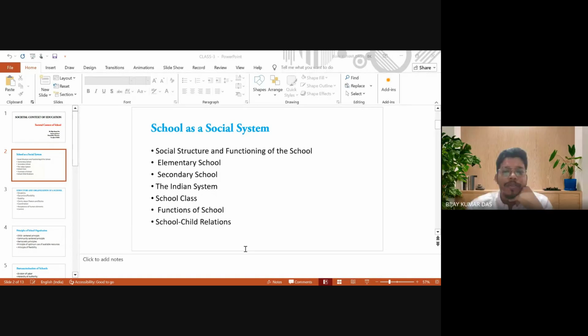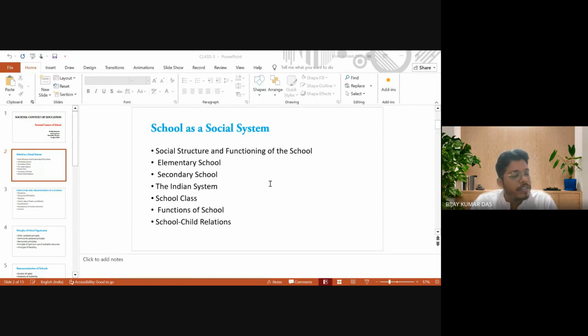Social structure and functioning of the school, if we talk about, one sociologist is named Talcott Parsons. Sometimes a question comes in the NET exam. His name is Talcott Parsons. Talcott Parsons says, the elementary school is the primary social environment in the latency phase of the child development, and the secondary school serves with the capacity building of adolescents.